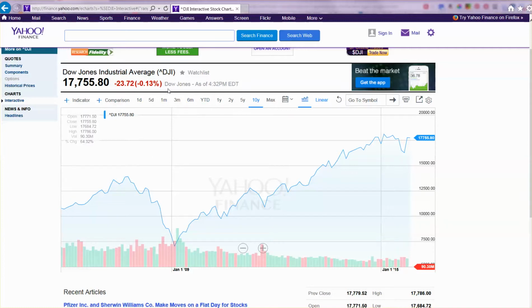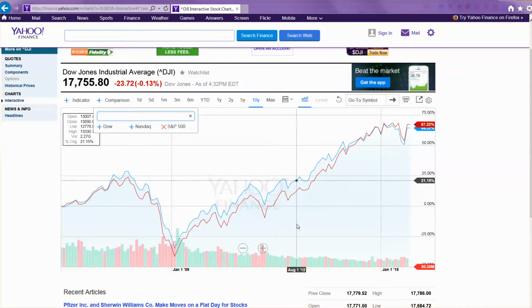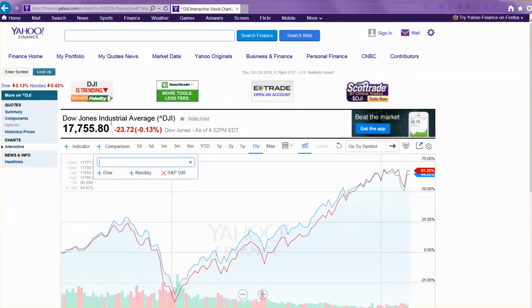And so what I want to do is just compare the Dow to the S&P 500 just to see how closely they mimic each other. And you can see that they do move together.